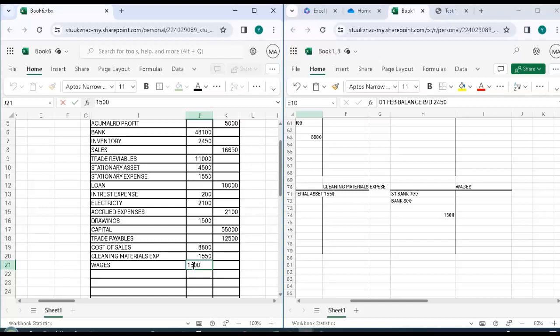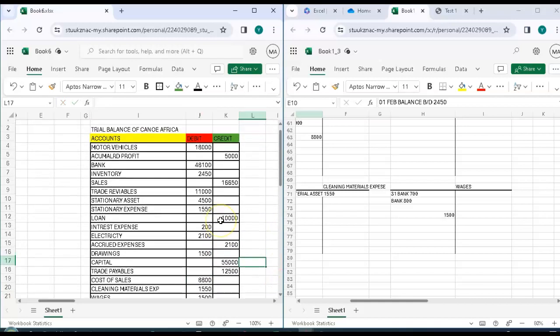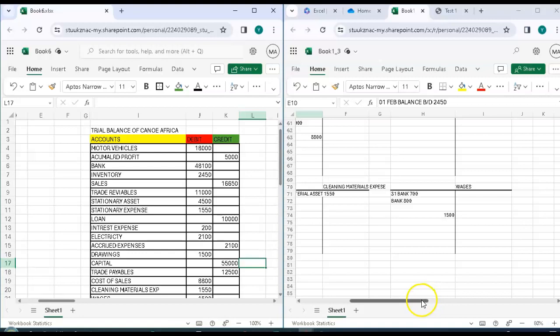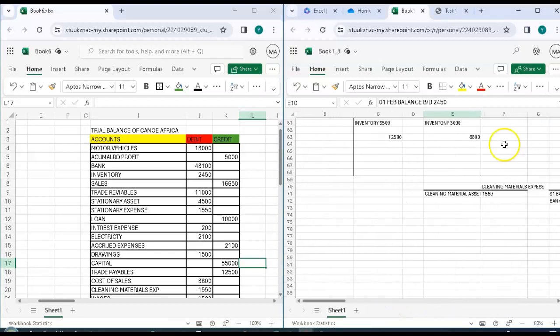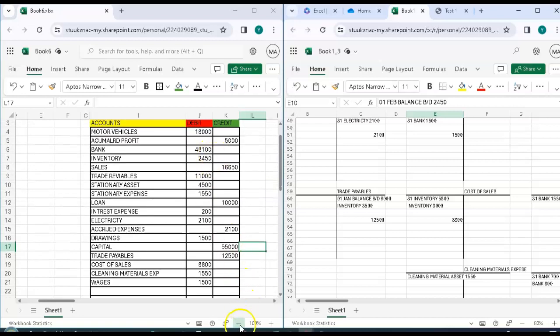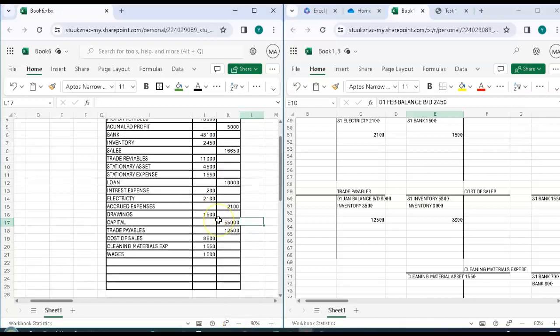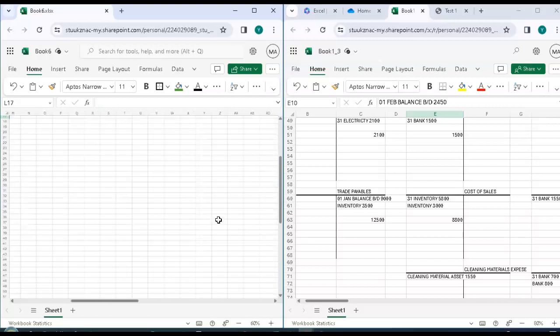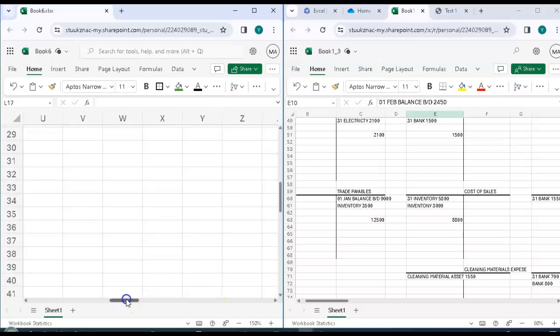Alright, now moment of truth. If the debit equals credit, we have done everything correct, even on the ledgers too. It means we've done everything correct. So let's see if we can total all this up. Hopefully it's all correct.